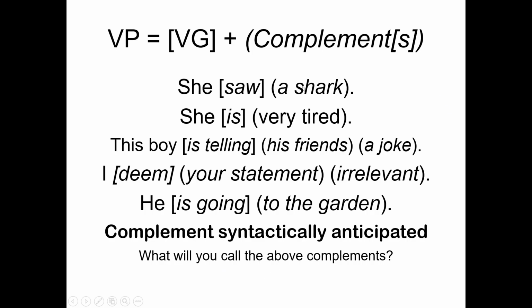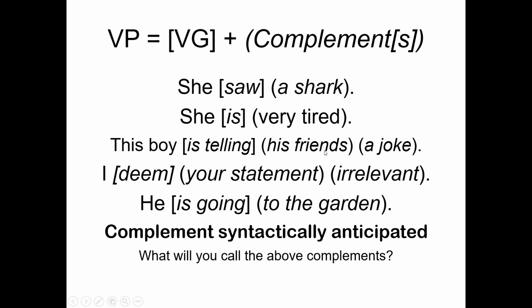So the first one, a shark. It's a complement because it's necessary for the sentence. This is an object. Then it's she is very tired. Very tired describes the subject she. So the phrase which describes the subject is called subject predicative. Subject predicative.